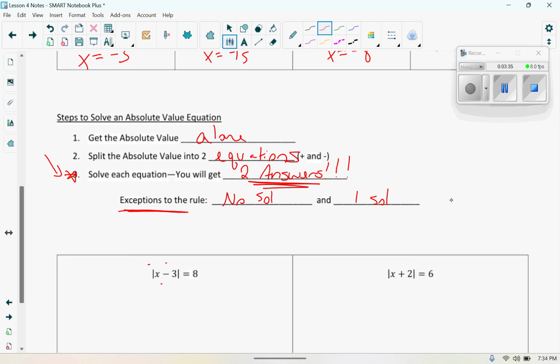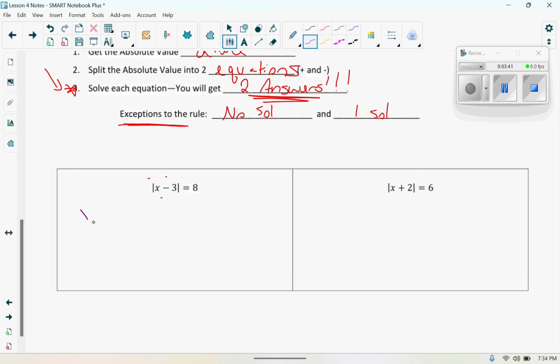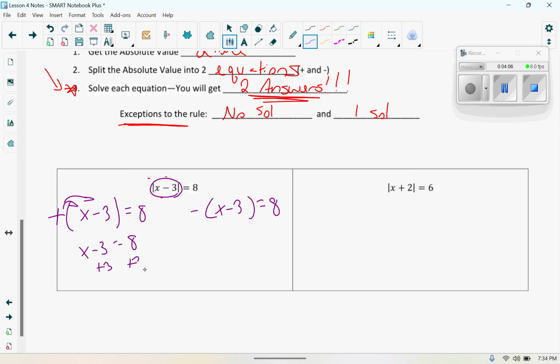Okay, so let's go to this first one. What we're going to do is look at this as a positive x minus 3 is equal to 8. And then we're going to think about this as negative x minus 3 is equal to 8. So when we distribute that positive, it's just going to be x minus 3, right? Then we're going to add 3 to both sides, and x is equal to 11.